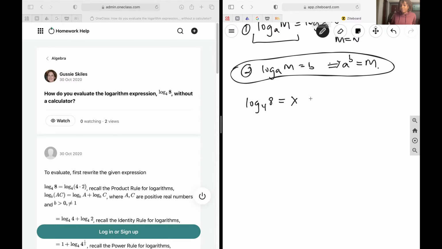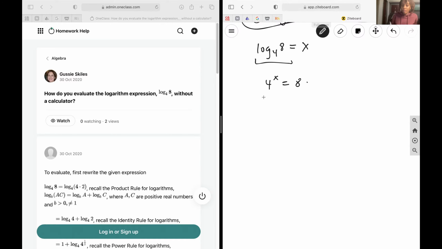It would be great to leave it like this, but I can't evaluate this without a calculator. So I'm going to change its form into something that I can evaluate on my own, and that is 4 to the power of x is equal to 8. Now I need to make some notes here. I'd like to write both to their lowest base. So that will become 2 squared to the power of x is equal to 2 to the power of 3.